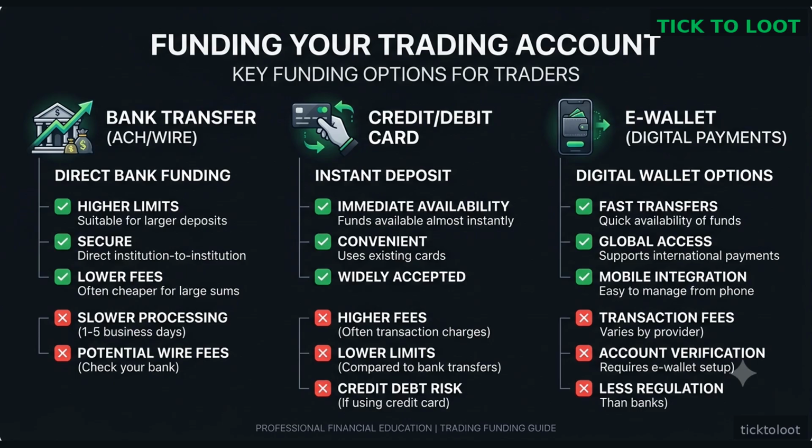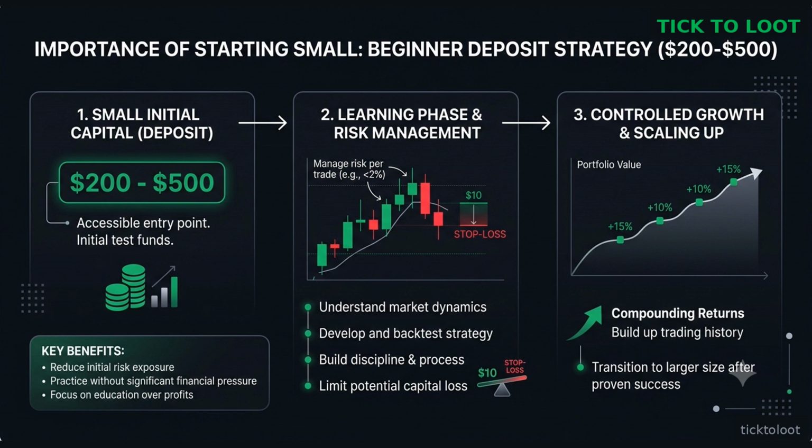Step 5 is to fund your account. You can do this through a bank transfer, credit or debit card, or an e-wallet like Skrill or Neteller. Remember to start small. Deposit only what you can afford to lose completely. Many traders start with a deposit of $200 to $500 to get a feel for the market.